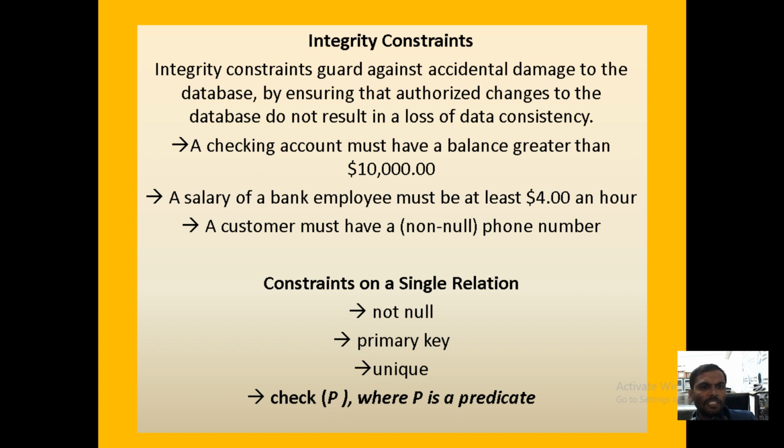Integrity constraints are a guard against accidental damage to the database, by ensuring that authorized changes to the database do not result in the loss of data consistency. Data inconsistency means that if you want to store good quality data in the database, then we can go for constraints. If you are not storing quality data in the database, we call it data inconsistency. If you want to store consistent data, then we should use constraints.